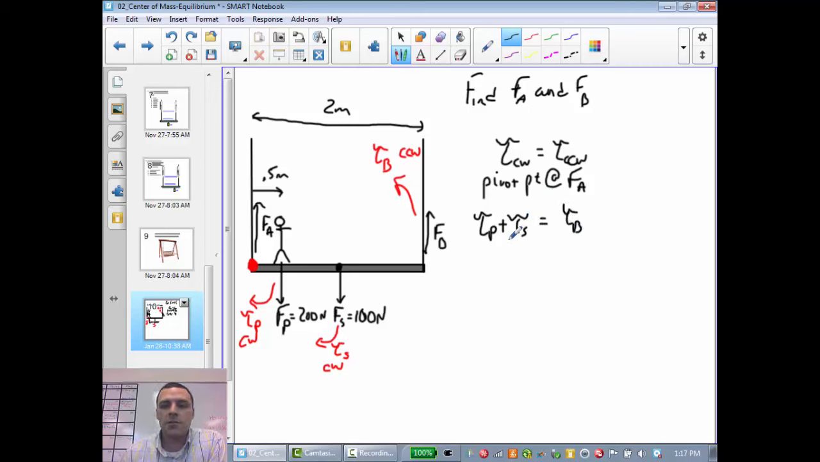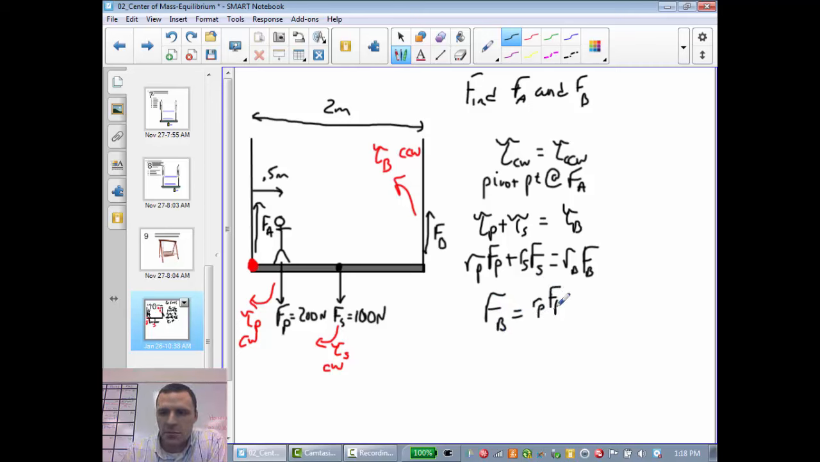Then I can expand even further, writing the basic definition for torque, which is torque equals R times F. So RP times FP plus RS times FS equals RB times FB. Solving this equation for FB, FB equals RP FP plus RS FS, divided by RB.